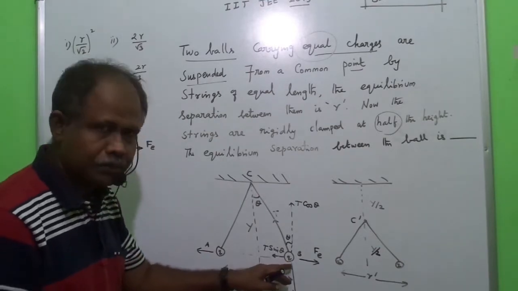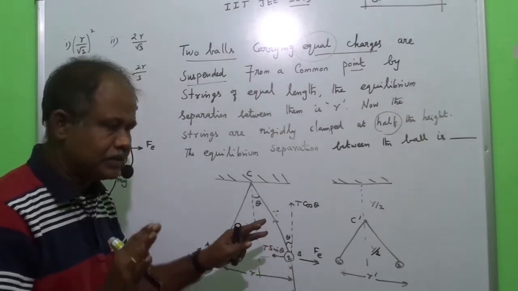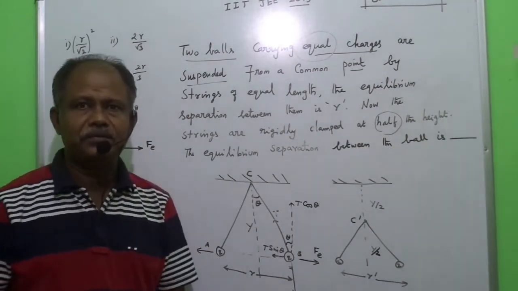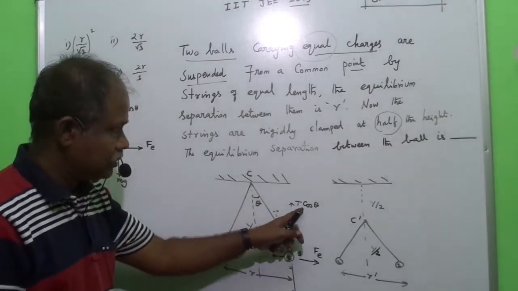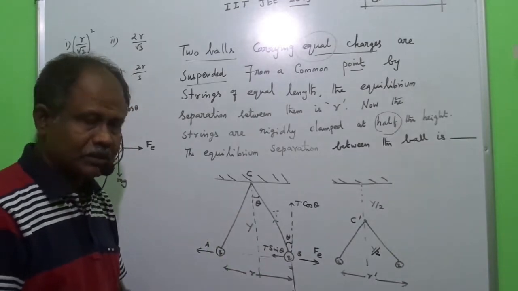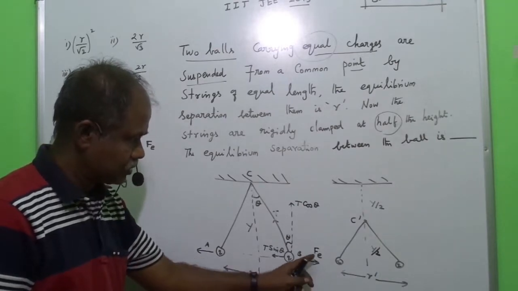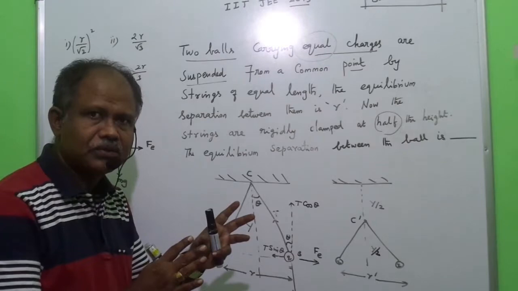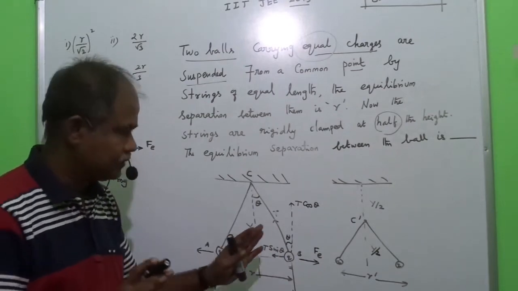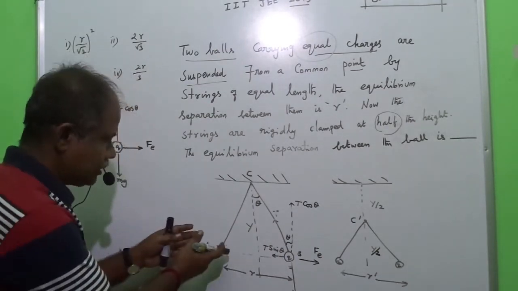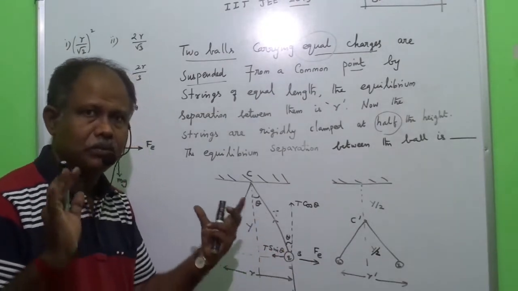If you consider this particular point charge, there are four different forces acting. That is, T can be divided into T cos theta, T sin theta, then mg, and the electrostatic force. There are four different forces acting on the charges. Are you able to understand? This is the first step. In the same manner, here also four different forces are acting. Just consider this particular charge alone.